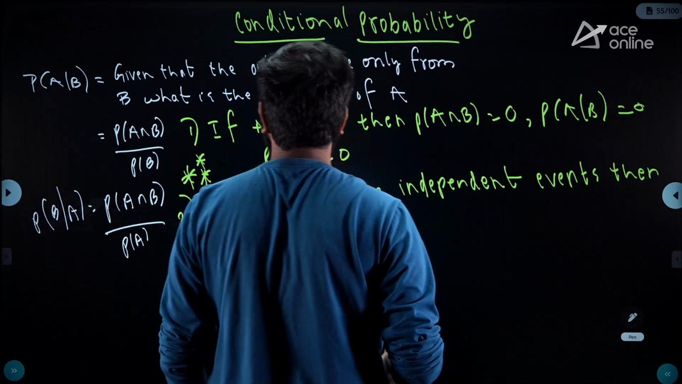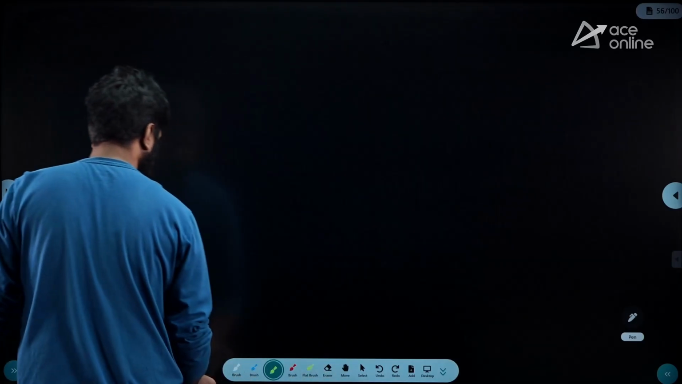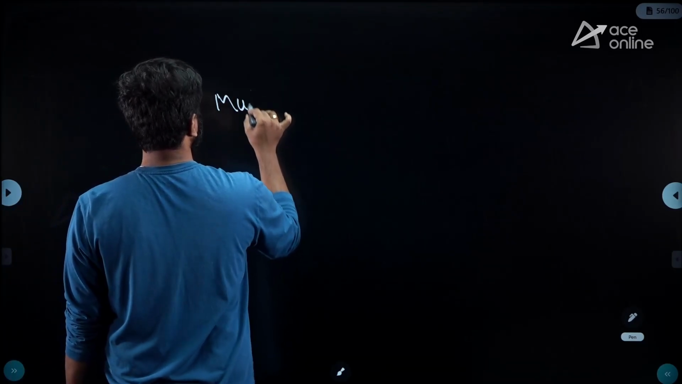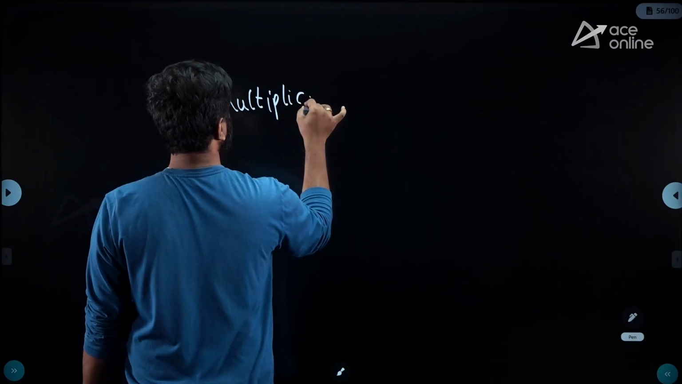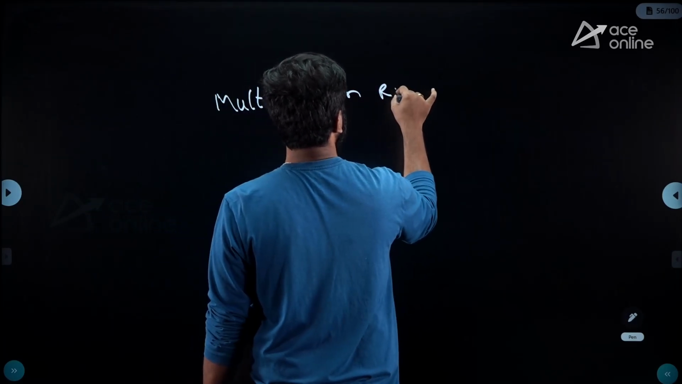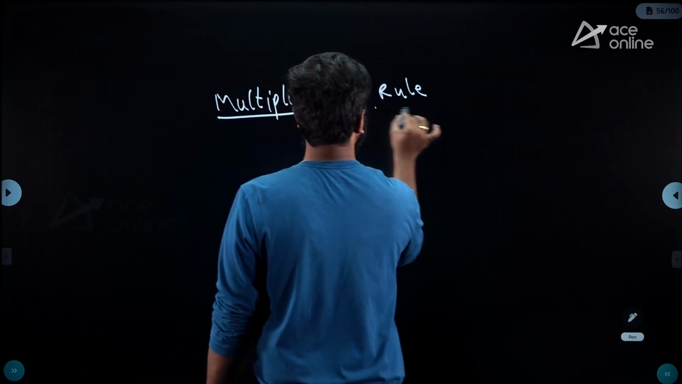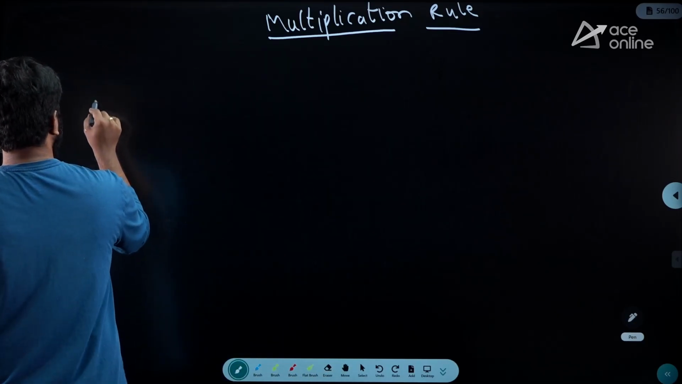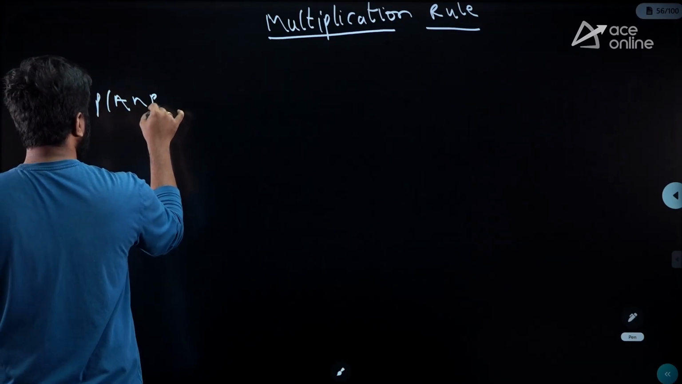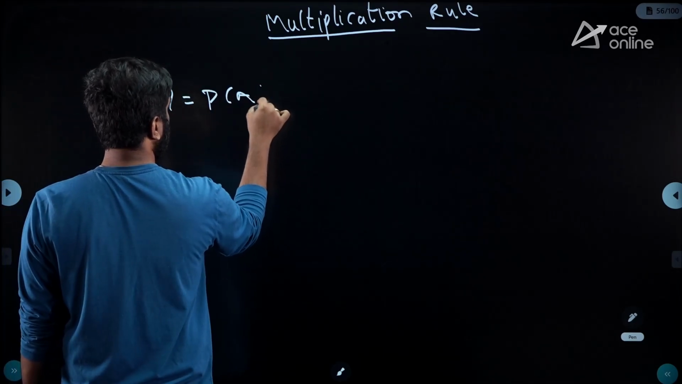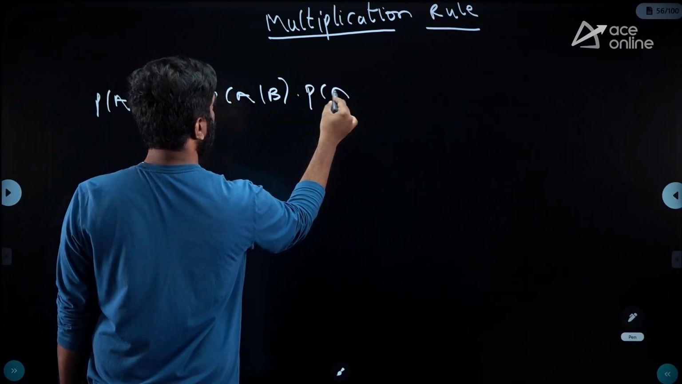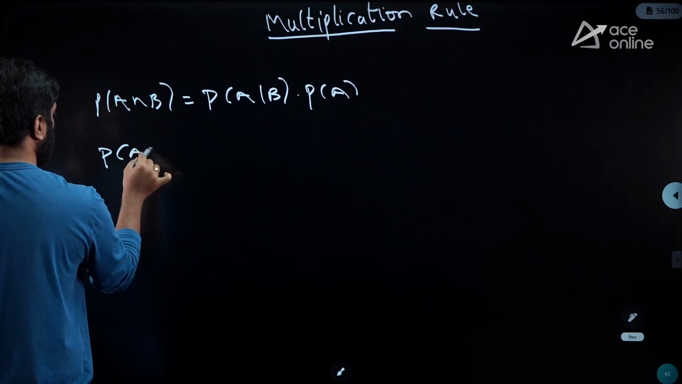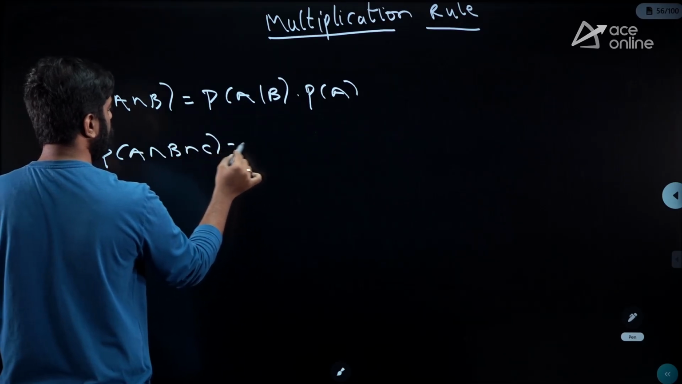Okay, next. So the next concept is called multiplication rule. So P of A intersection B can be written as P of A given B into P of B. This is for two events. You can write for three events also, A intersection B intersection C.